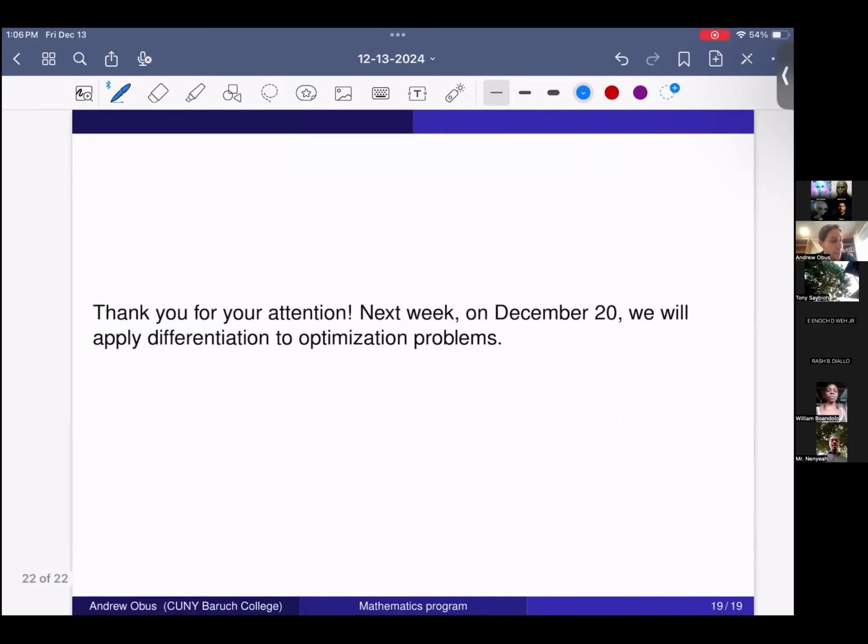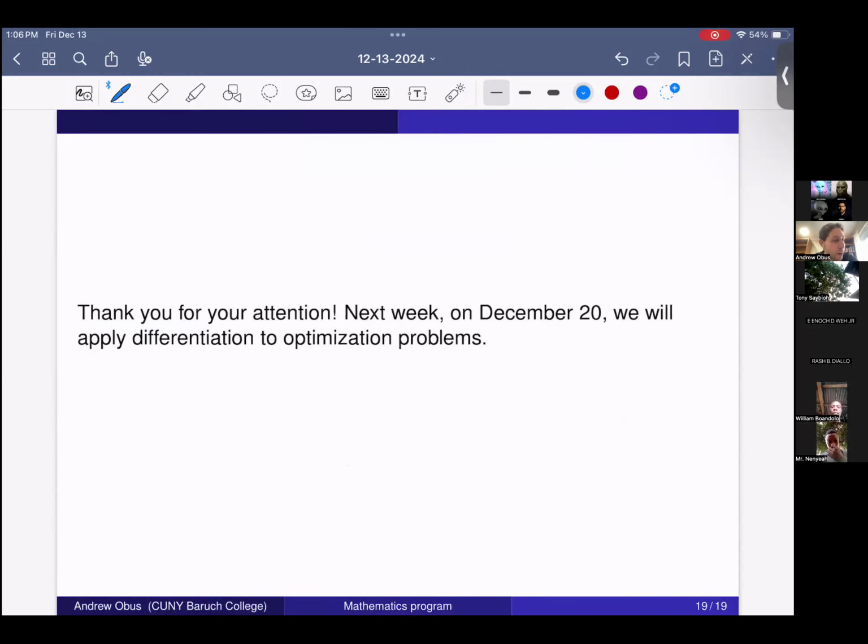Next time, which is the last week of the semester, we're going to apply. Today was pretty theoretical, we did a lot of proofs. So next time is going to be applications. We're going to apply differentiation to optimization problems, and I would say this is the most important application of calculus.